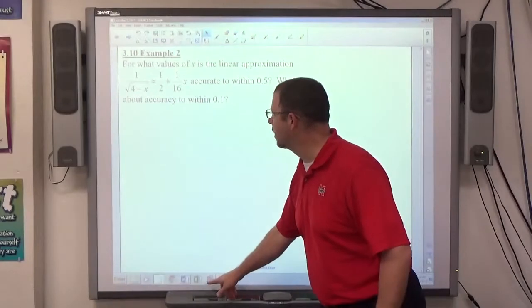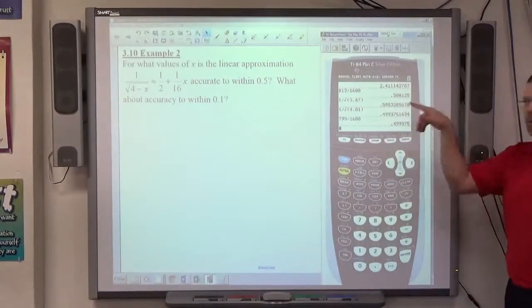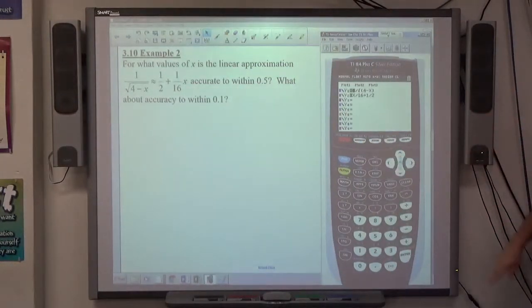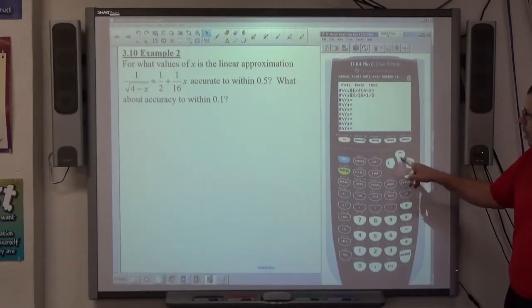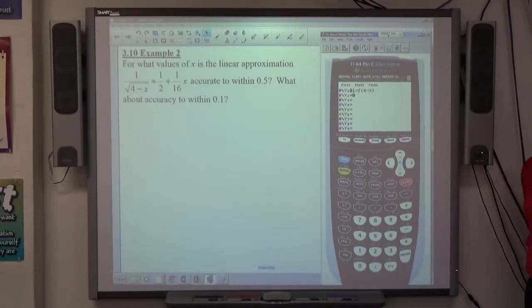This is completely done on a calculator. Bring my calculator over here. Did that on purpose, you can see that. Got to do it on a calculator. All right. 1 over the square root of 4 minus x is my original function. X over 16 plus a half is my linearization. And rather than having this one, I'm going to delete this one, so I'm going to clear that out. All right. So I want my original function.